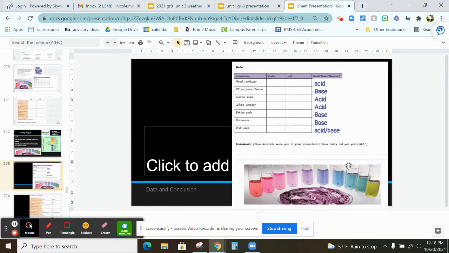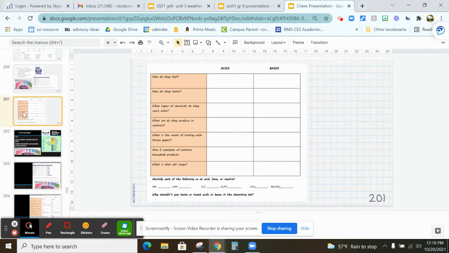So go and see how you did in your prediction and how many you got correct. I'd like you to pause again here at this point and complete this chart. We've been talking about acids and bases for a little bit. See if you're able to complete this chart looking at some different characteristics of these substances. Then there's a little challenge at the end and why we shouldn't taste or touch things. So again, pause this video for a second and go and see what you can complete of this chart by yourself.